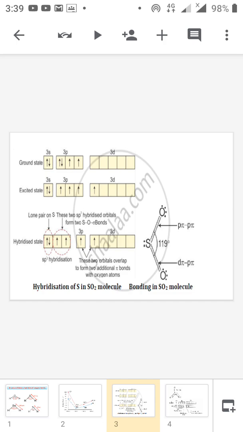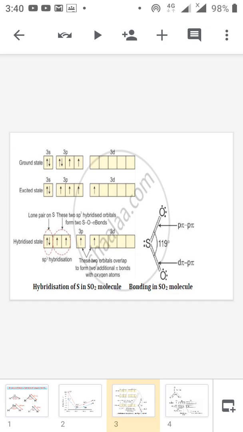And there are 2 electrons, one in the 3p orbital and the other in the 3d orbital, that do not undergo hybridization. These orbitals combine with the atomic orbitals of oxygen to form pi bonds. So it forms p pi-p pi and d pi-p pi bonds. The bond length of oxygen and sulfur is 143 picometers. A triangular planar structure is obtained in the case of SO2.